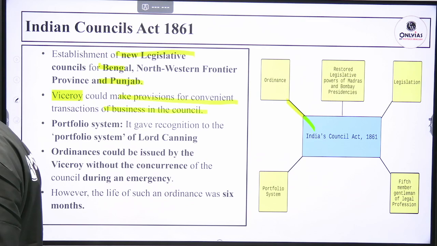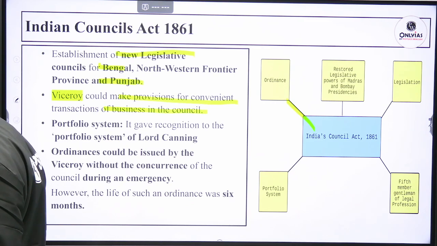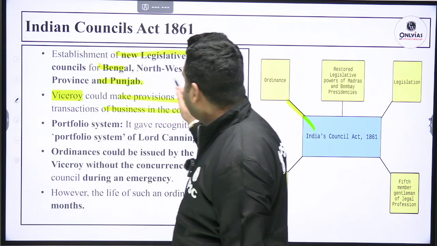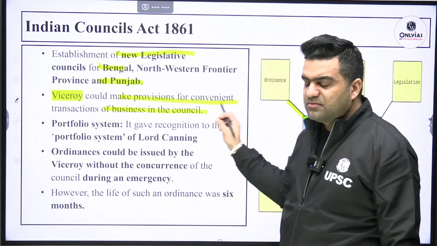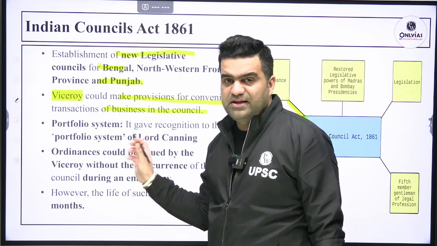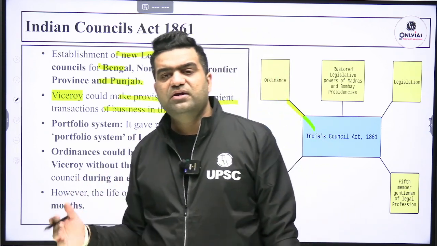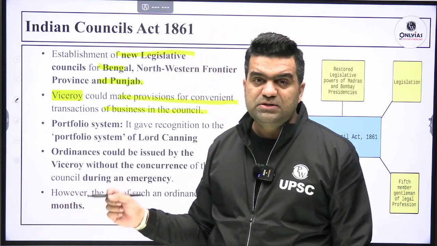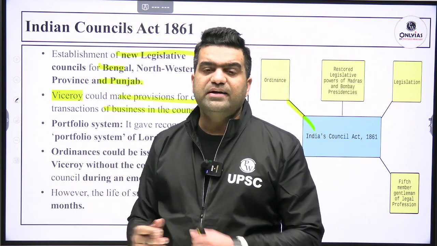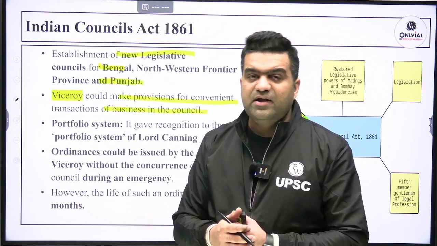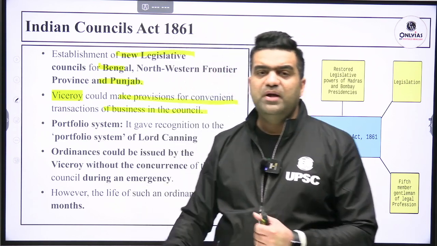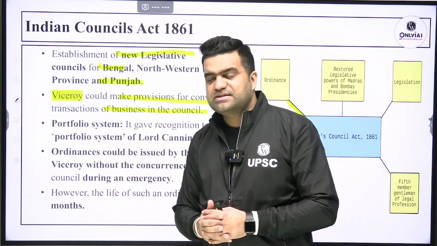Convenient transaction of business in the council. Okay, Viceroy can make rules. This is to present day Indian constitution. There is an article that the president or the government of India can make rules for convenient transaction. Article 77 of the present day constitution has been borrowed from Indian Councils Act of 1861.